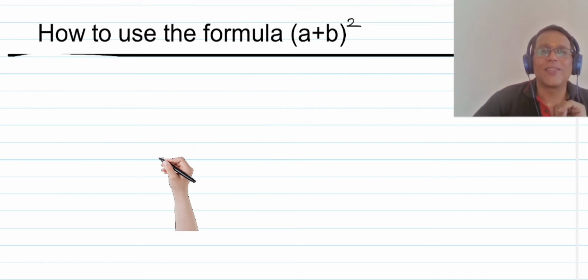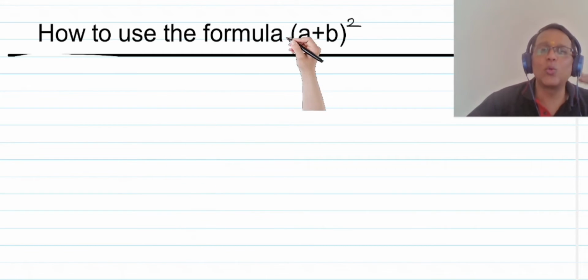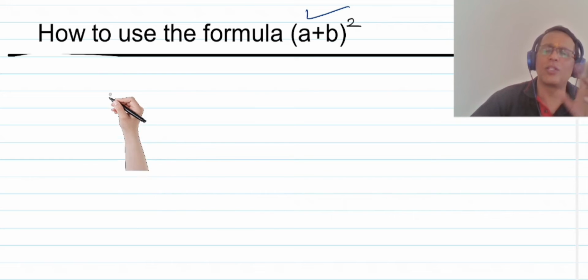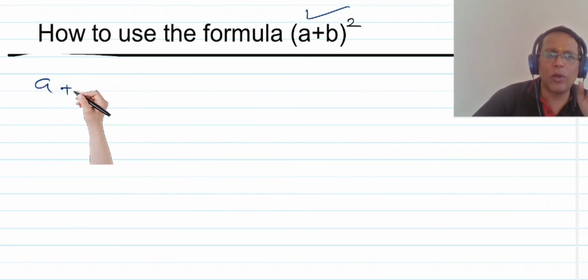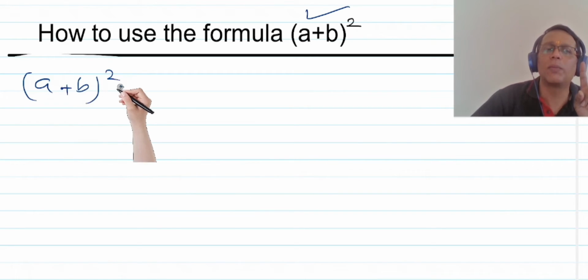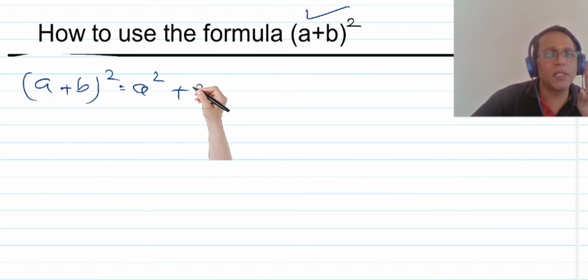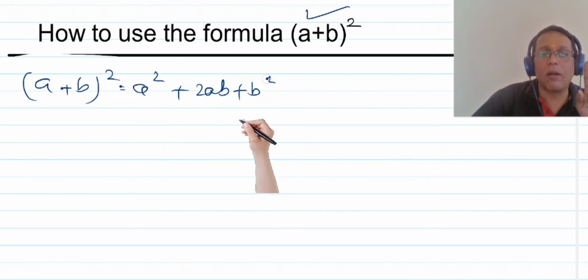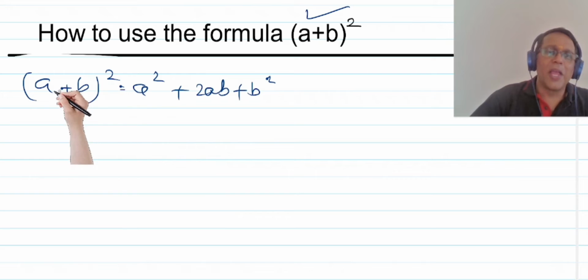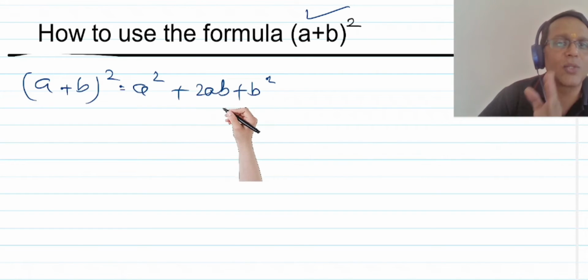Hello friends, in this video we are going to see how to use the formula (a + b) whole square. This is a very short video, okay? We are going to see just 2 questions of this type. But I am 100% sure you will be able to use this formula after that. So please pay attention. (a + b) whole square is a square plus 2ab plus b square.